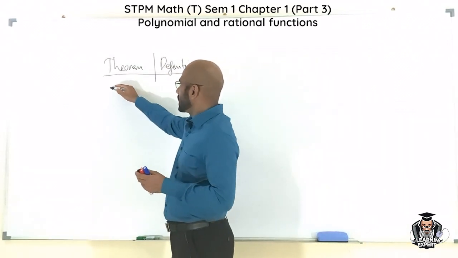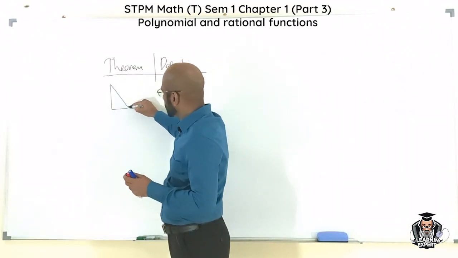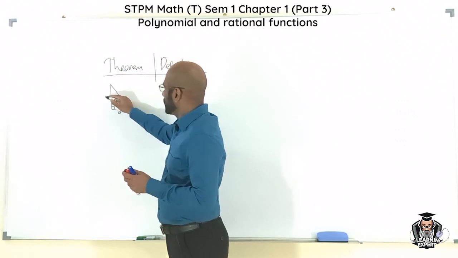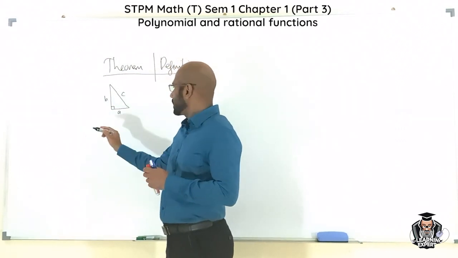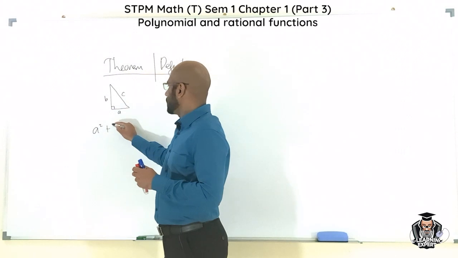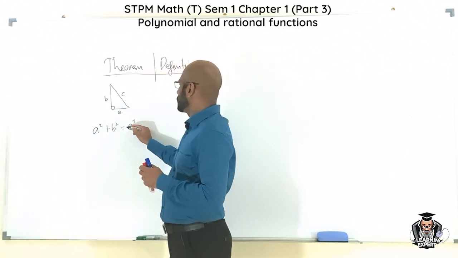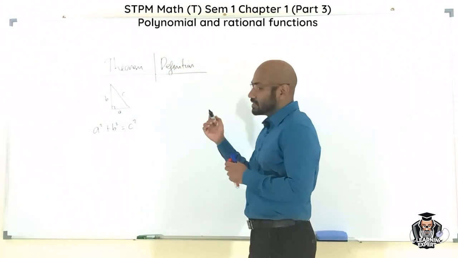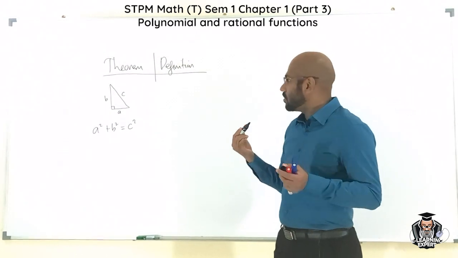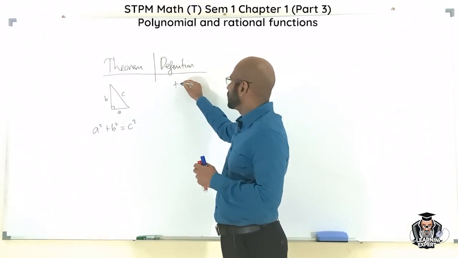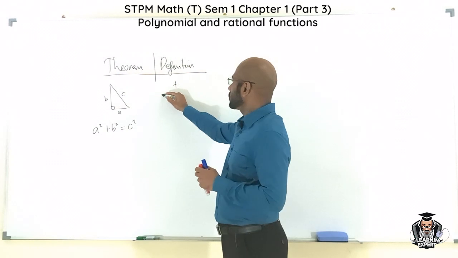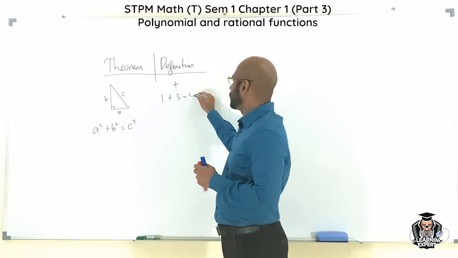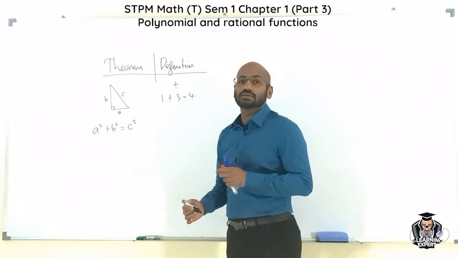Like in a right angle triangle over here, I've got A, B and C, and we know Pythagoras holds: A squared plus B squared has to equal C squared. This is a theorem. A definition is like your operations itself. How do you define a plus operation? If a student asks why 1 plus 3 equals 4, that is because this operation is defined in such a way.